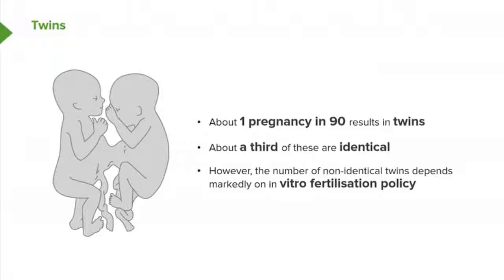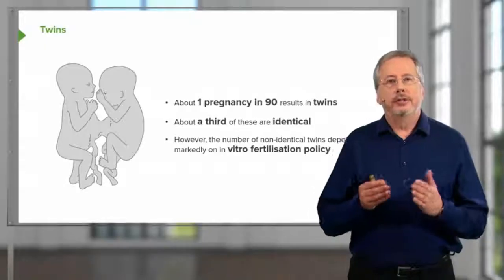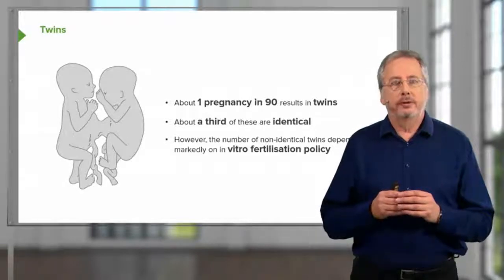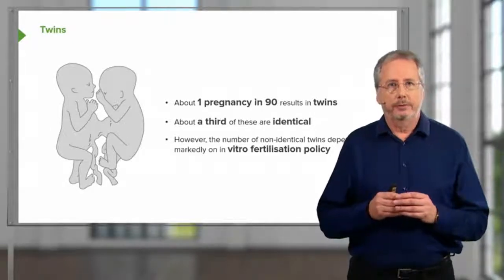It has been common to reimplant more than 1 fertilized egg, typically 2, sometimes 3, and if all of these implant and give rise to a pregnancy, then you've significantly increased the number of non-identical twins as a result.